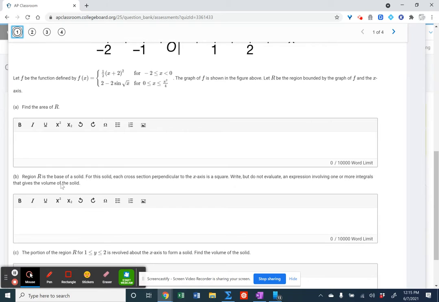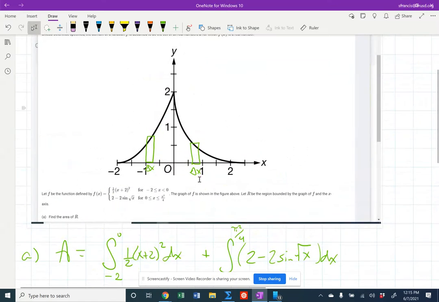Part B, it says for region R is the base of a solid. For the solid, each cross section perpendicular to the x-axis is a square. Write but do not evaluate. That's nice. It's going to save us some time. Write but do not evaluate an expression involving one or more integrals that gives the volume of the solid. Again, the same comment applies.